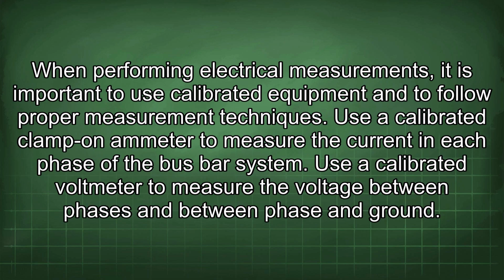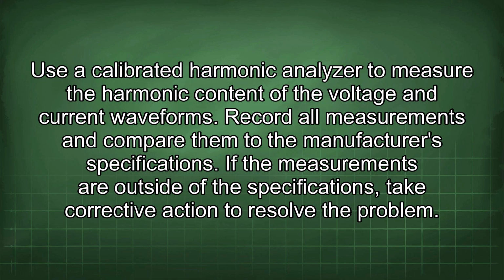When performing electrical measurements, it is important to use calibrated equipment and to follow proper measurement techniques. Use a calibrated clamp-on ammeter to measure the current in each phase of the busbar system. Use a calibrated voltmeter to measure the voltage between phases and between phase and ground. Use a calibrated harmonic analyzer to measure the harmonic content of the voltage and current waveforms. Record all measurements and compare them to the manufacturer's specifications. If the measurements are outside of the specifications, take corrective action to resolve the problem.